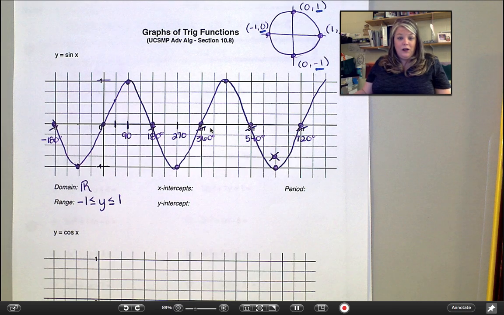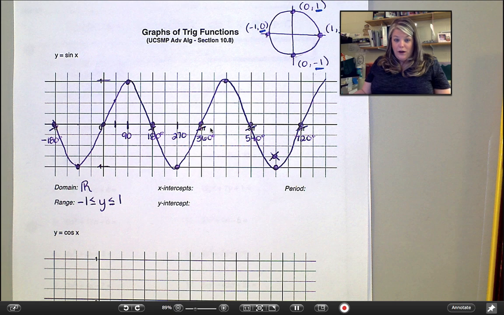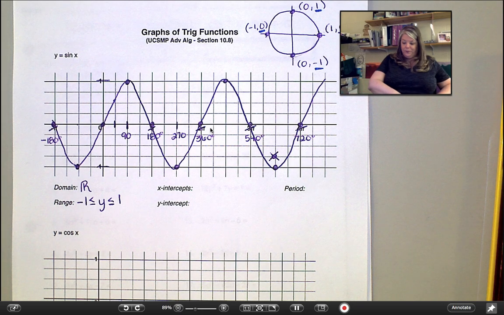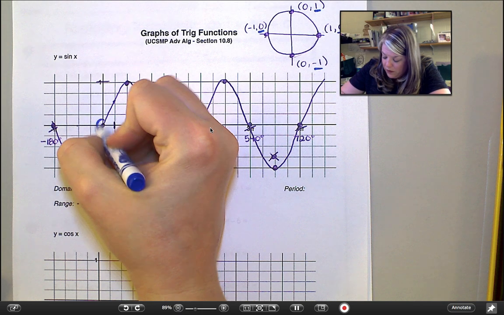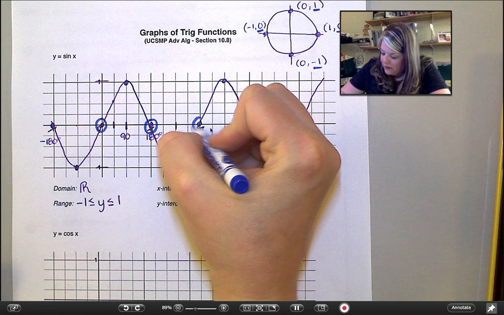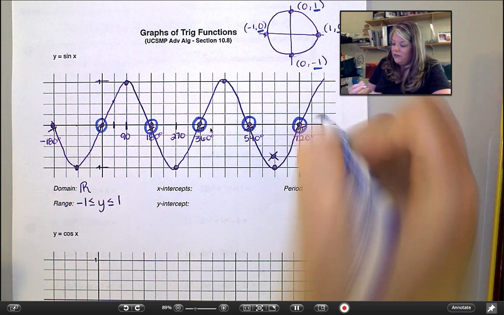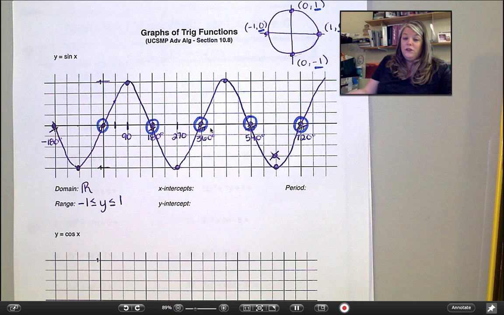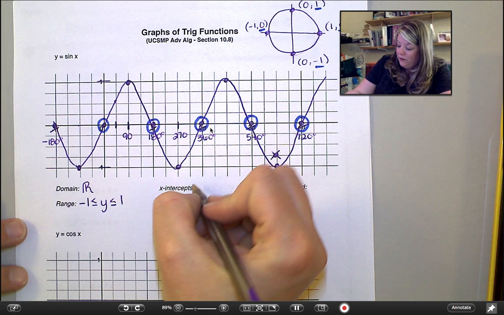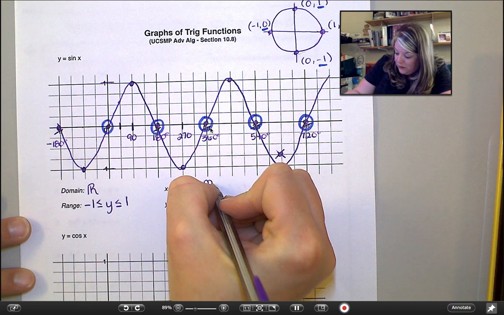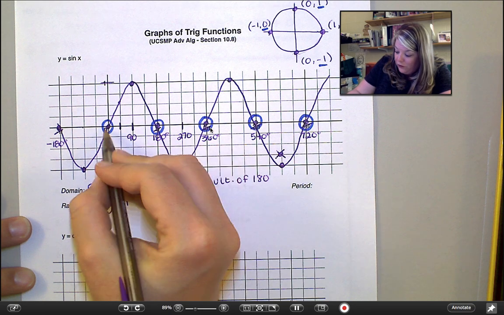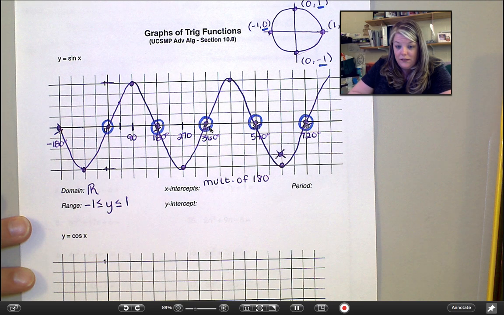Okay, x-intercepts are a little harder on this one because it goes on forever, right? So we can see that it crosses x at 0, and it crosses x at 180, and it crosses x at 360, and 540, and 720, and forever and ever and ever, right? So there's a couple different ways we could say what the x-intercepts are supposed to be. I think the easiest way for this one would be multiples of 180, right? So every 180 degrees, I'm crossing the x-axis, okay?